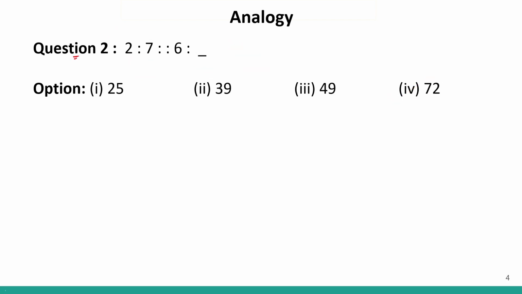Moving on to question number 2. In question number 2, we have 2 : 7 :: 6 : ? and we have to find the missing term. The first relation can be plus 5. If I add 5, I will get 11. But do we have 11 as an option? No. So we have to look at another logic.